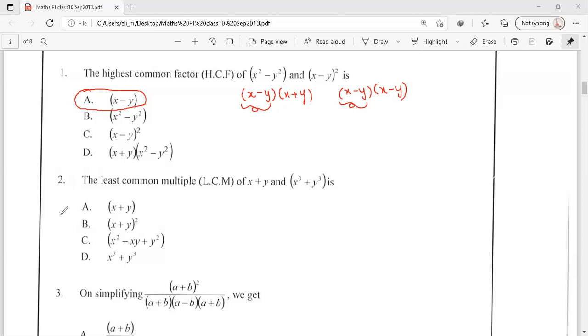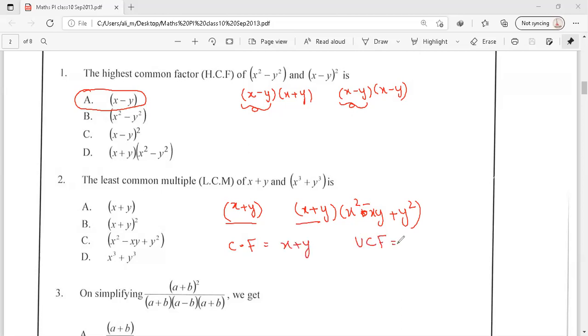Then we have our question number 2. The least common multiple of x plus y and x cube plus y cube. So the factor of x plus y will be x plus y. The factors of x cube plus y cube will be x plus y and x square minus xy plus y square. So the common factor is x plus y, and the uncommon factor is x square minus xy plus y square.